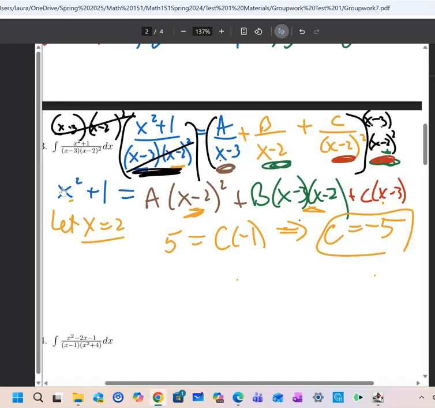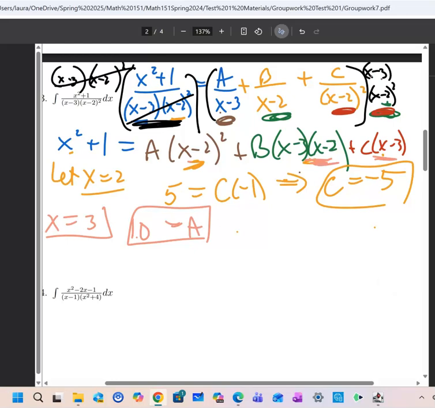Is there another good number to plug in? There is. Let's let x equal 3. When x is equal to 3, I get 9 plus 1 is 10 equals, these both are 0, and putting in x equals 3, I get 3 minus 2 is 1. So look at that, 10 is equal to A. Now there are no more good numbers to plug in. That's all we have. So be careful.